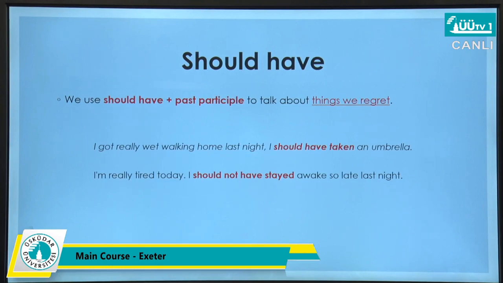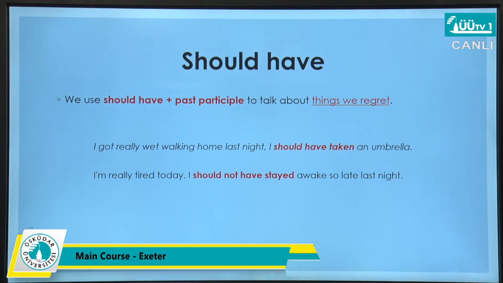And lastly, should have. Should have is used again with past participle to talk about things we regret, things that we wish had ended differently. For example, I got really wet walking home last night. I should have taken an umbrella. So I regret that I didn't take an umbrella. Now I'm soaking wet. Or I'm really tired today. I shouldn't have stayed awake so late last night. So again, I did stay awake, and now I regret it. I should have just gone to bed earlier.